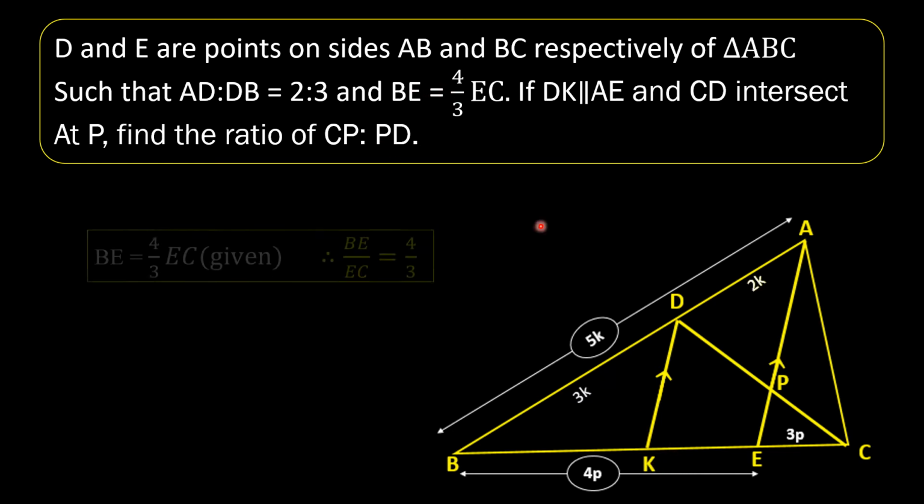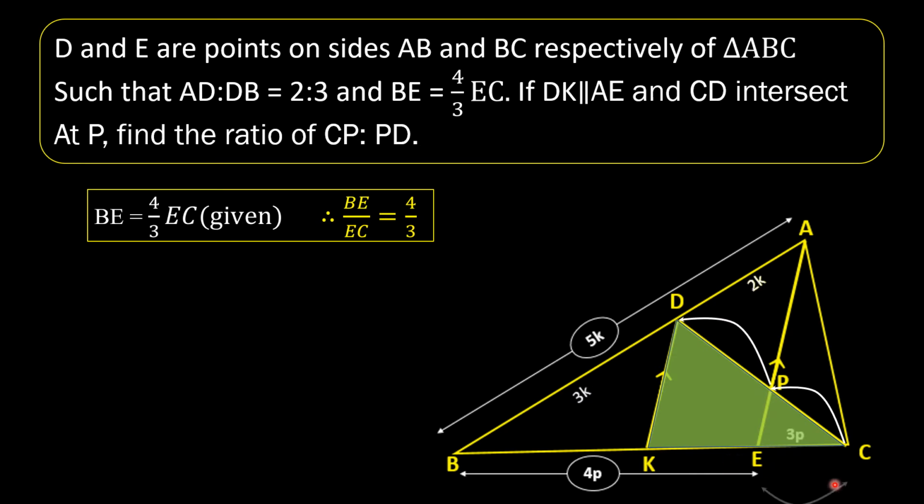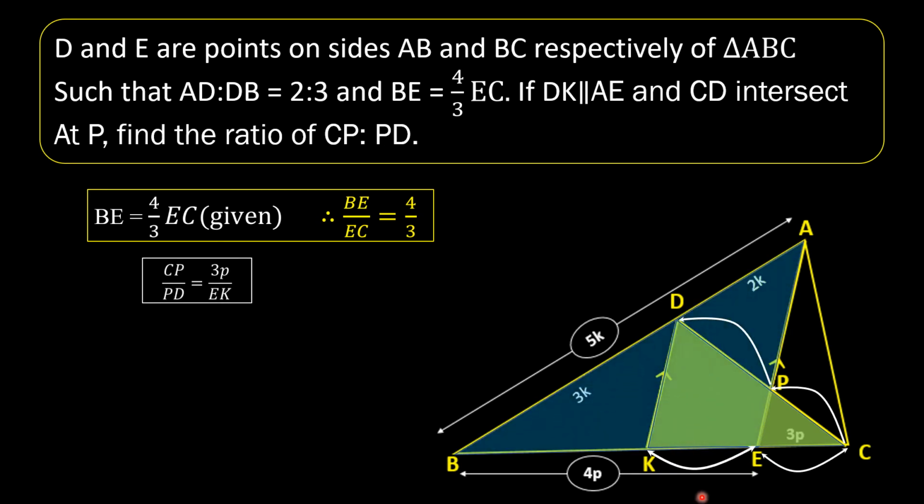Now for this ratio, we can immediately write BE over EC equal to 4 over 3, or BE is 4P and EC is 3P. Okay, let us take this question. Now CP is to PD. So we start there. Where is CP? Look at CP. We consider this small triangle here. CP is to PD, that is our question, must be equal to CE over EK according to the proportionality theorem, because EP is parallel. Now we have no idea about EK. So let us start writing the equations. CP over PD equal to 3P over EK. We keep it. That's our basic equation.